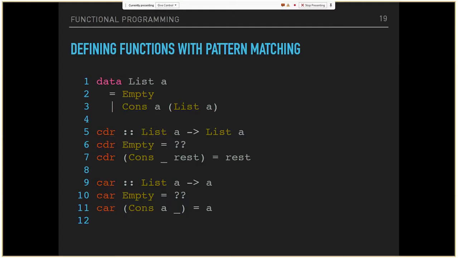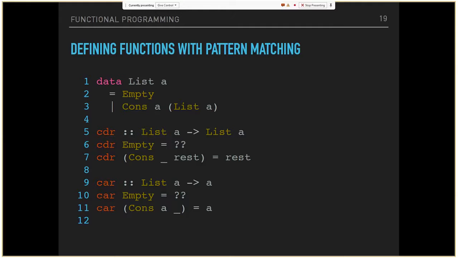And similarly for CDR, we can define the type signature very easily. If I have a list of A, it will give me a list of A, but that list of A will not have the first element. It would have the rest of the elements. So type signatures are easy. When you're defining the actual implementation, then you have to go case by case.